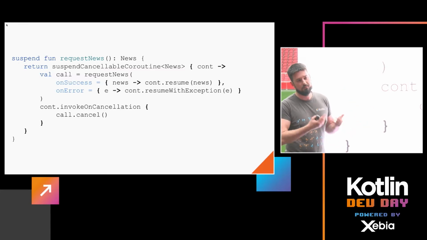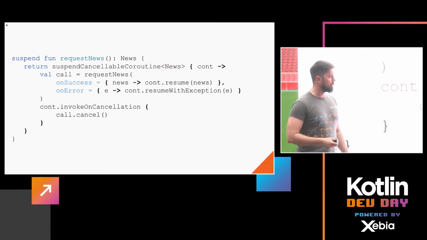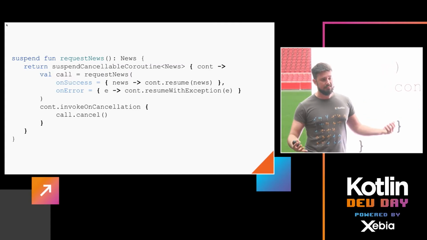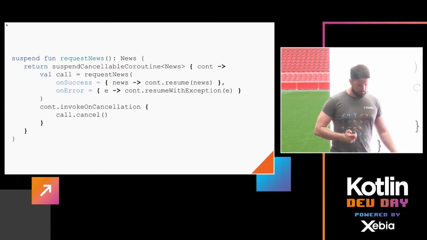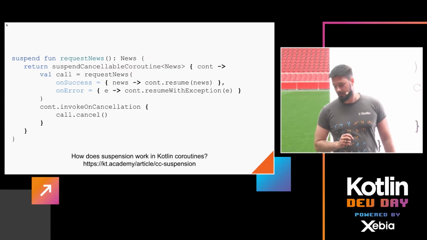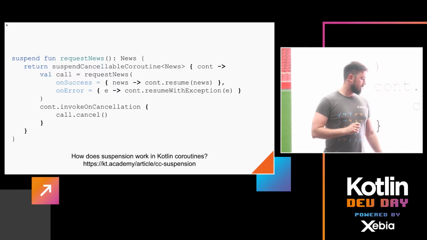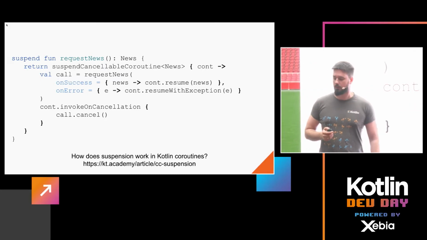It's not the only option. You can resume it with some failure or something else, but this is a popular option. And this stuff in here says that when a coroutine is cancelled, we have a cancellation mechanism in Kotlin, you should also cancel the call. More about it in the chapter How Does Suspension Work in Kotlin Coroutines. It is also published for free as an article on KT Academy.